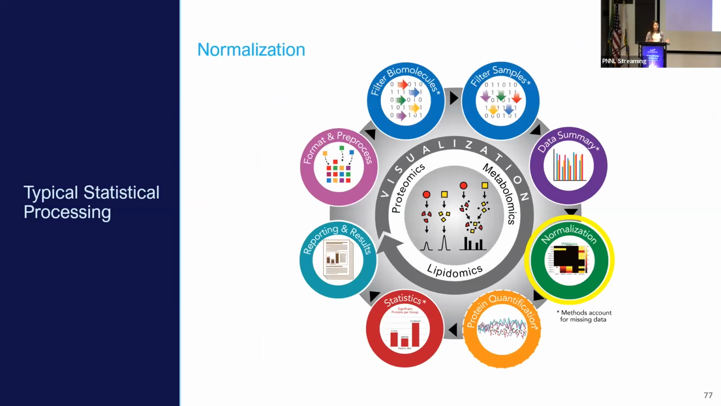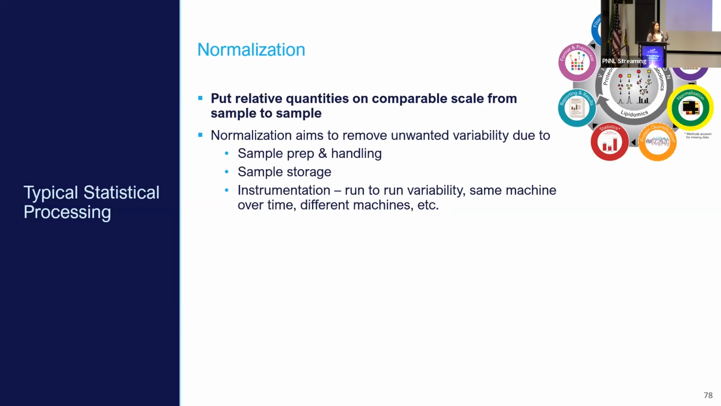Once we've gone through and done all of the filtering that we want to do for biomolecules and samples, the next step in this workflow is data normalization. The reason that we do normalization is to put those relative abundance values on a comparable scale from sample to sample. What normalization is doing for us is removing any of that unwanted variability from our samples so that we can really just focus on the biological variability that we're interested in.